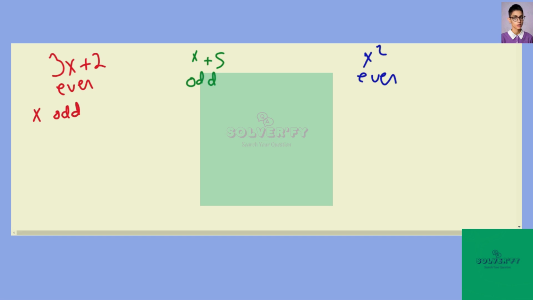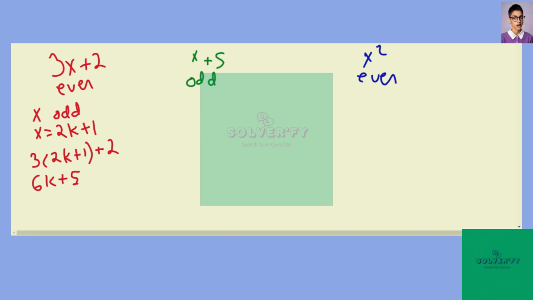Well, then that means that x is equal to 2k plus 1 for some integer k. Well, then that would mean that 3 times 2k plus 1 plus 2, this is the same thing as 6k plus 3 plus 2, which is 5.